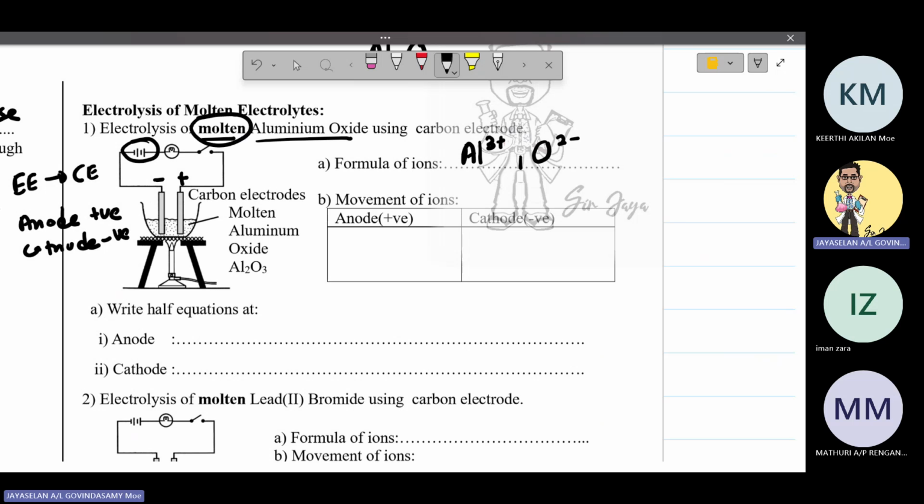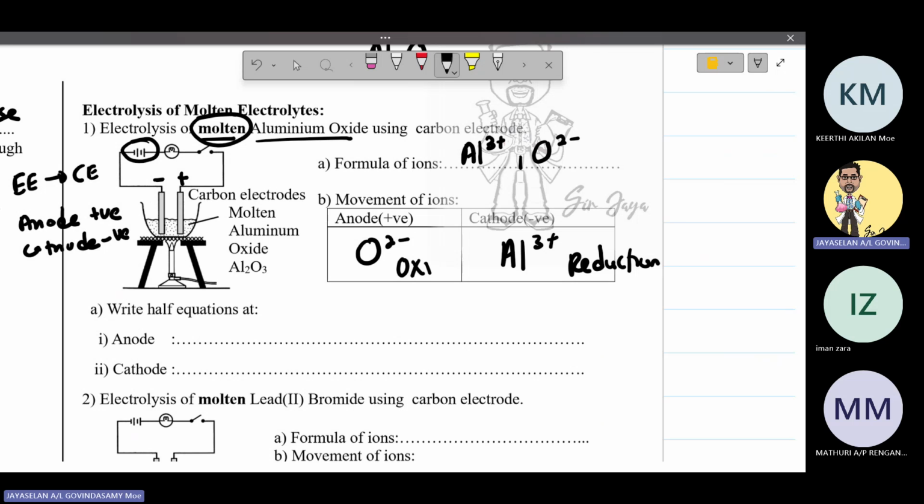Now I move the ions to the anode and cathode. Anode attracts anion, so oxide ion. Cathode attracts cation, which is aluminium ion. So the oxide ion will undergo oxidation. The aluminium ion will undergo reduction. Any question? Now I do the half equation. Oxide ion, right? How to do the half equation?